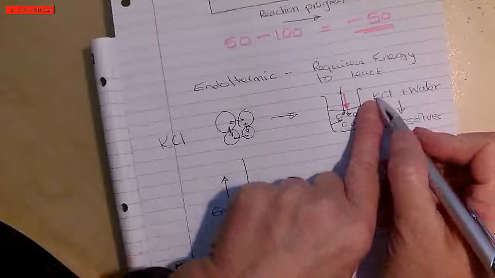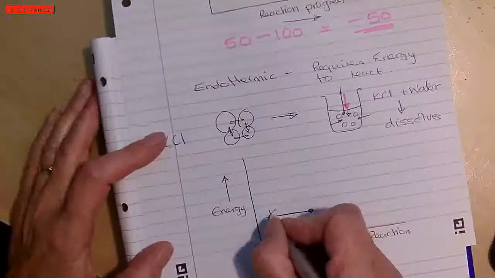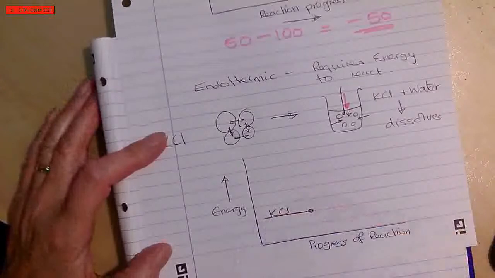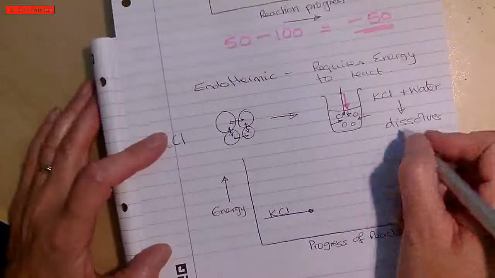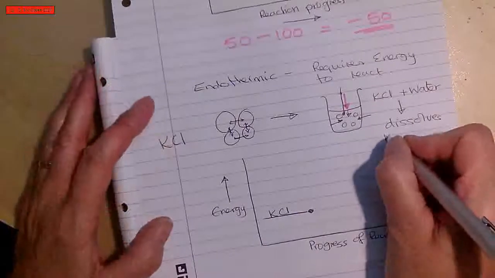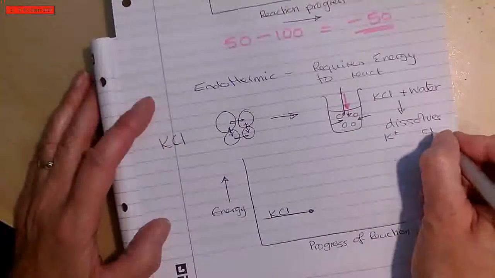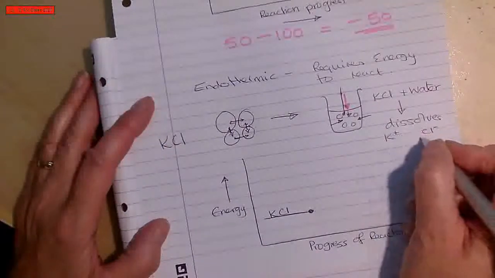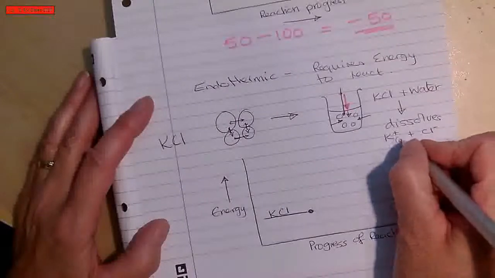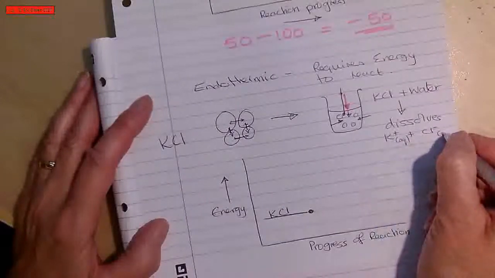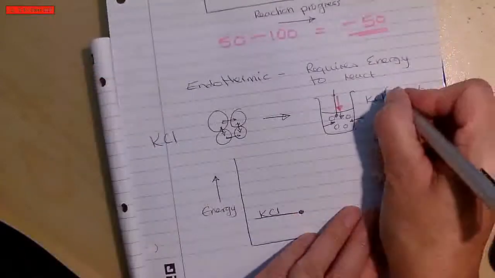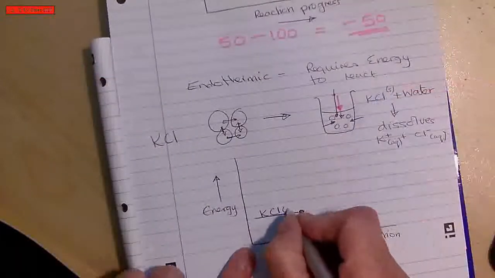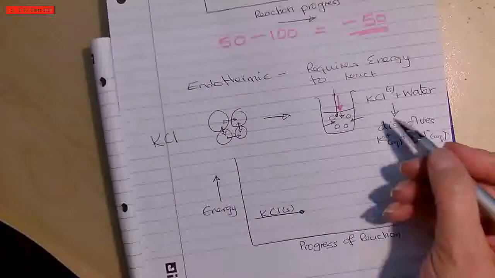So there's a certain amount of energy associated with the potassium and chlorine bonds. So that's potassium chloride here. And when it dissolves, it splits into its ions. So it splits into potassium ions and chloride ions, and they're separate. Okay, I'm going to put aqueous here so that we show that they're dissolved. And the potassium chloride is a solid, so that's a solid.